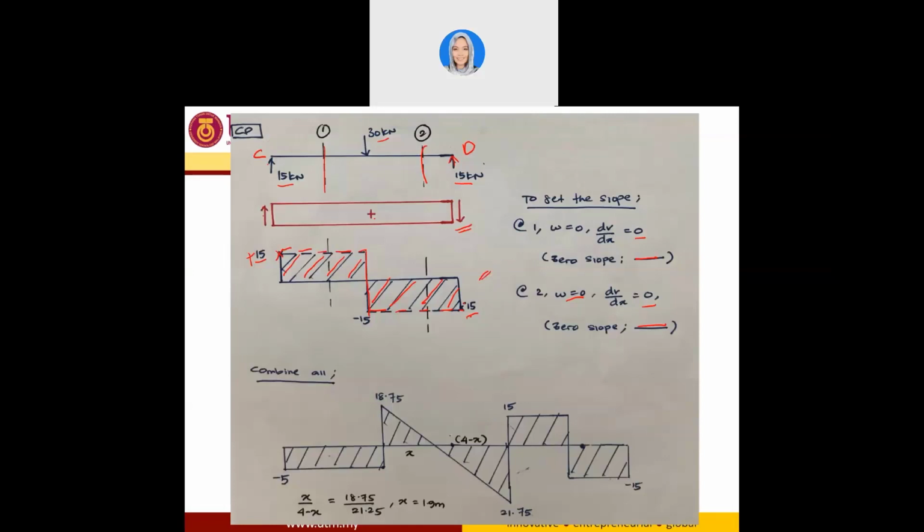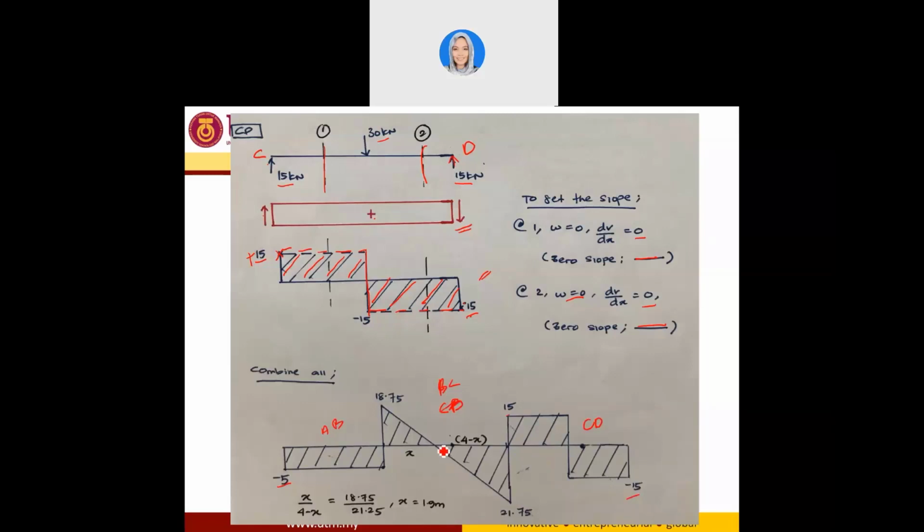So this one is for the member AB. And the values, do not forget to put on all the values, the important values here. And this is for member BC, and also this is for member CD. And you just have to put all the values and just connect the shear force diagram for all members.